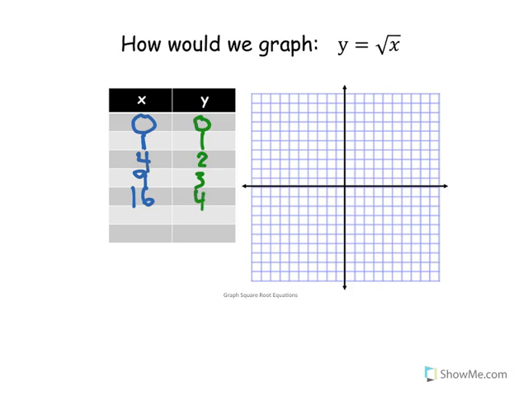Again, you can get these from your calculator. All I'm doing in my head is taking the square root of my x values. So the square root of 0 is 0, the square root of 1 is 1, the square root of 4 is 2, and so on. When I plot these values, I'm going to end up with something that looks like this.